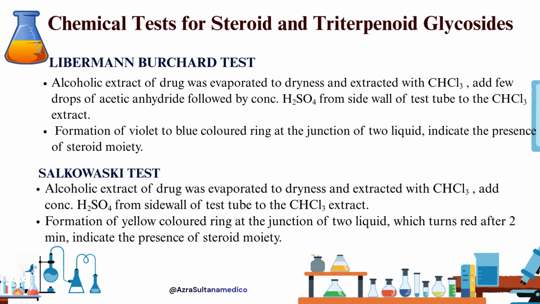Chemical tests for steroid and triterpenoid glycosides. Libermann-Burchard test. Alcoholic extract of drug was evaporated to dryness and extracted with chloroform. Add a few drops of acetic anhydride followed by concentrated sulfuric acid from the side wall of the test tube to the chloroform extract. Formation of a violet to blue colored ring at the junction of two liquids indicates the presence of steroid moiety.